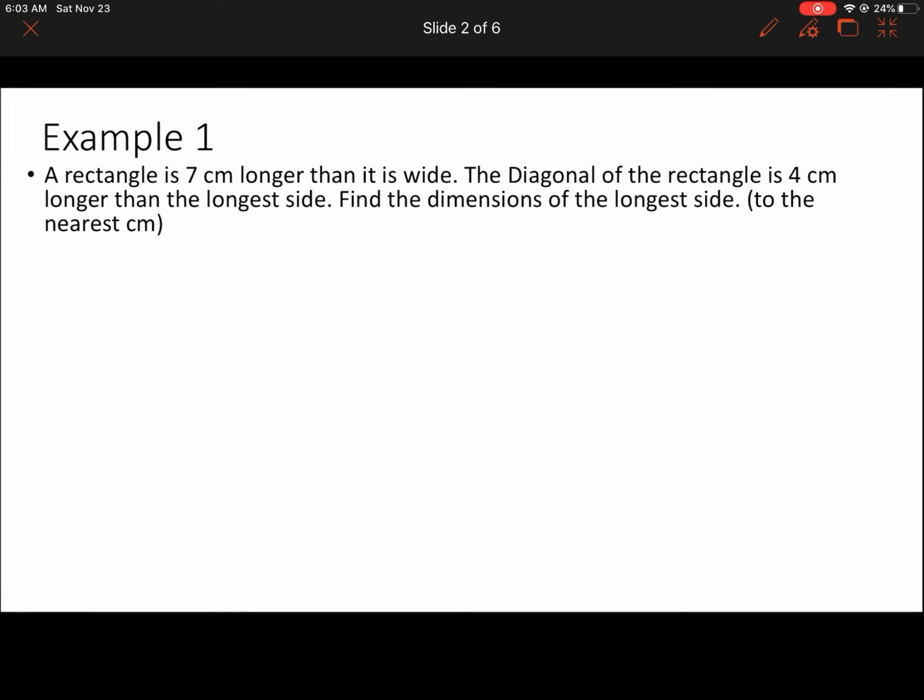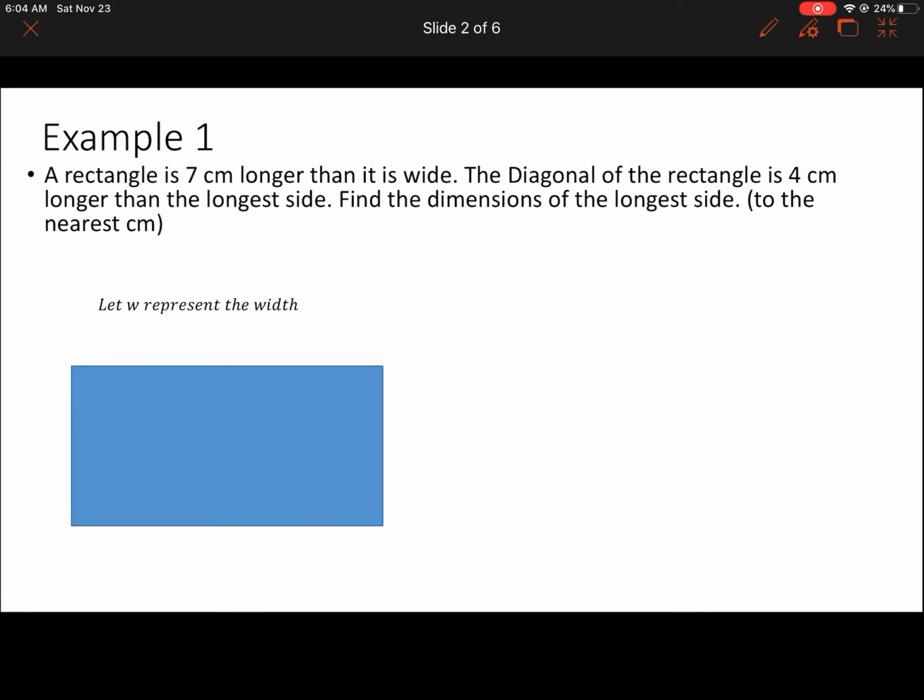A rectangle is 7 centimeters longer than it is wide. So I have a rectangle. One side is 7 centimeters longer than the width. The diagonal of the rectangle is 4 centimeters longer than the longest side. Find the dimensions of the longest side to the nearest centimeter.